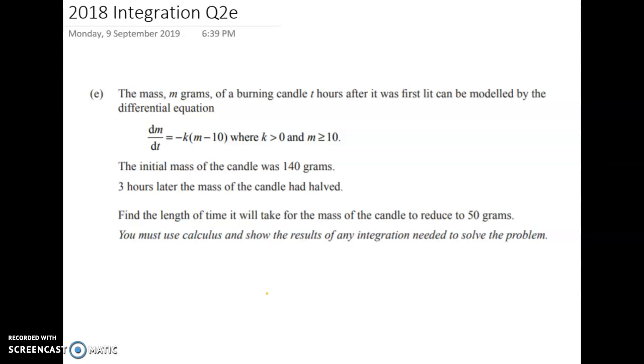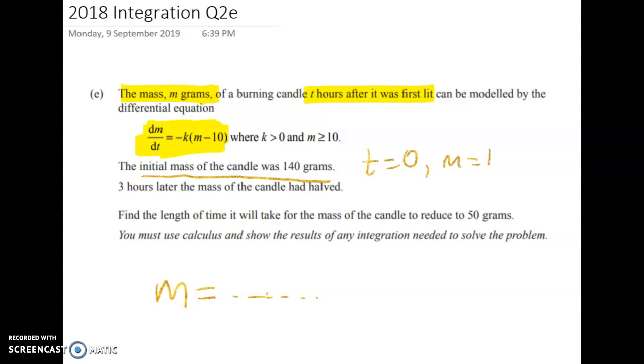So we're given a differential equation that looks at how the mass of a candle is changing. The mass of the candle was M, T hours after it was first lit. And this gives me the rate of change for that candle's mass. What we need to end up with is an equation that looks like M equals blah, blah, blah. We're told that the initial mass of the candle was 140 grams, so that means when T is 0, M is 140. And 3 hours later, so when T is 3, the mass had halved, so M equals 70.